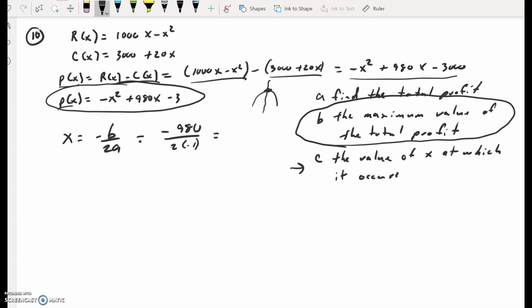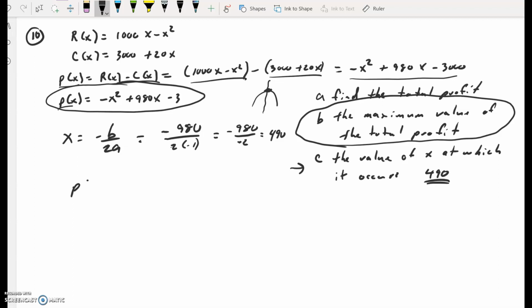And so that is going to be -980 over -2, which is 490. So x equals 490 is the value of x at which the maximum profit occurs. So we have 490, and then what is that maximum profit?